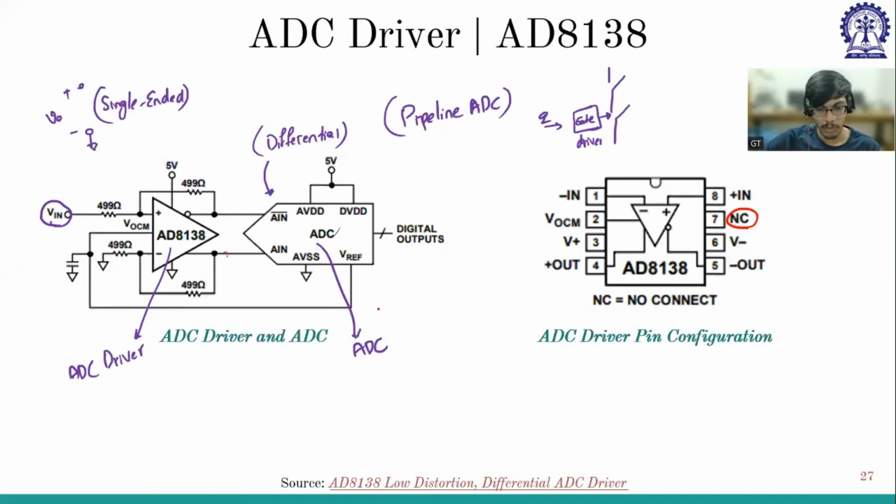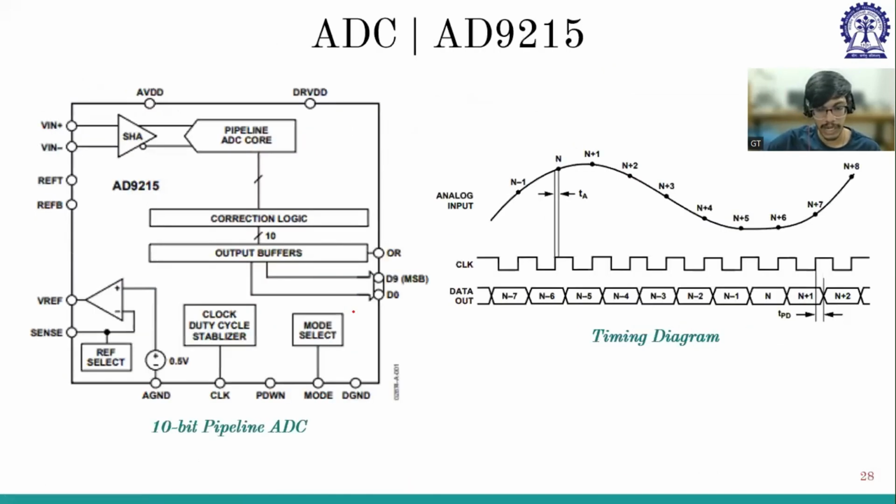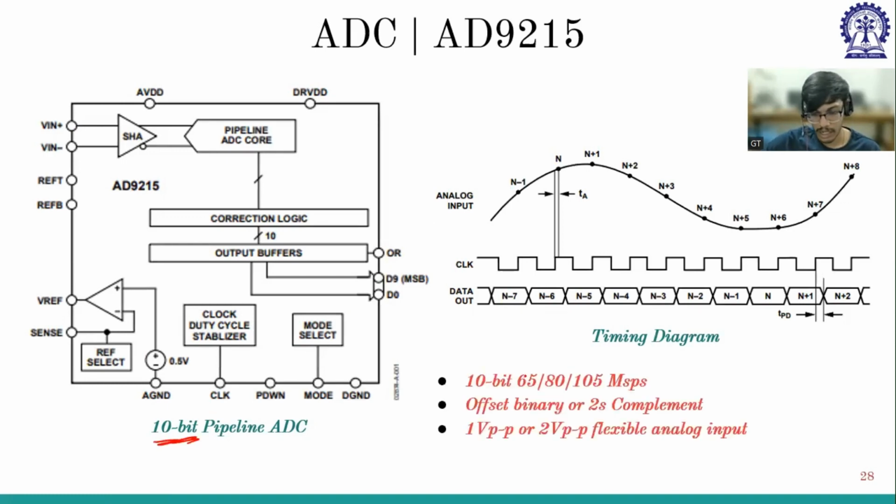So this is all about the ADC driver, and coming to the ADC. We are using a 10-bit pipeline ADC, and it can take up to 105 megasamples per second, but our clock frequency itself is 100 megahertz, so we cannot go beyond 100 megahertz. So we have chosen a very high sampling rate ADC so that we can take the samples at a higher sampling rate if we want. And there is something called offset binary or 2's complement.